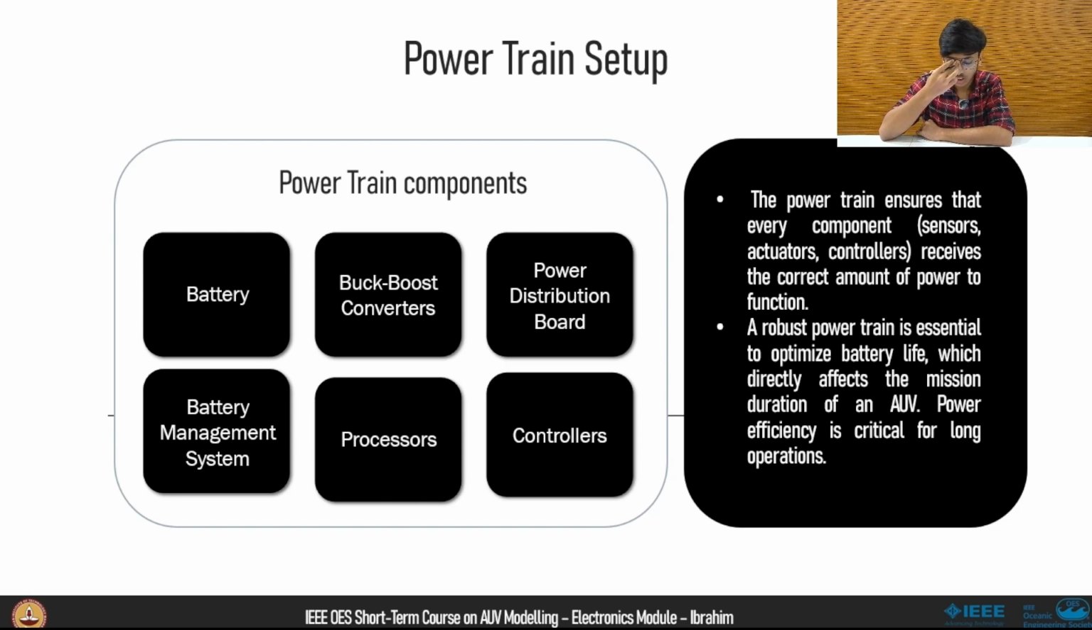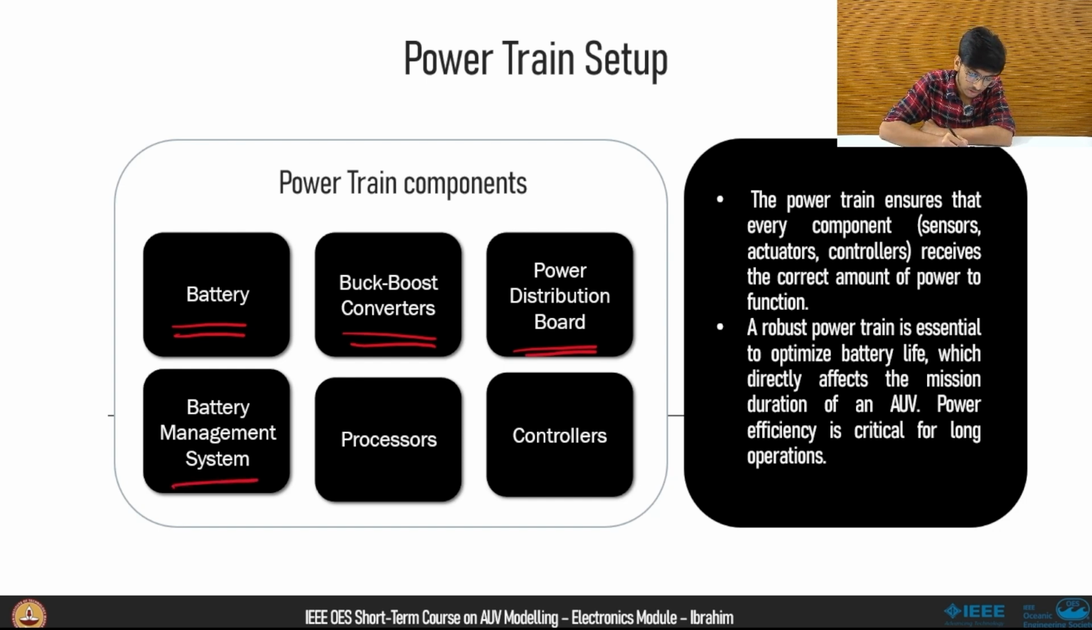So let's discuss what the main components of the powertrain are. The powertrain will have a basic or primary battery source, which will have some voltage V, let's say. Then you have buck-boost converters, which act as step-down or step-up converters, changing from one voltage to a higher or lower voltage. Then you have power distribution boards, which are mainly to distribute the power across various sensors.